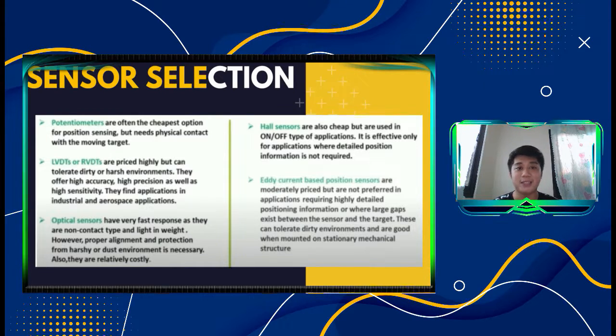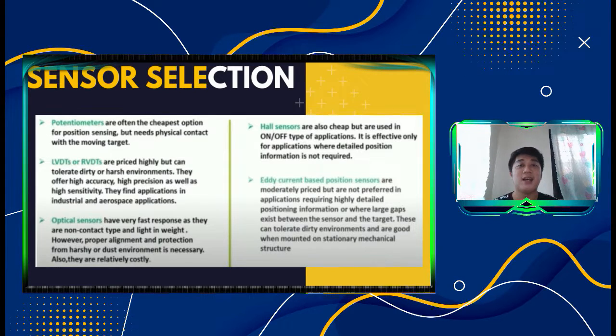They offer high accuracy, high precision as well as high sensitivity, and they also find application in industrial and aerospace applications. Next is the optical sensors. They have very fast response as they are non-contact type and light in weight. However, proper alignment and protection from harsh and dusty environments is necessary, and they are also relatively costly.